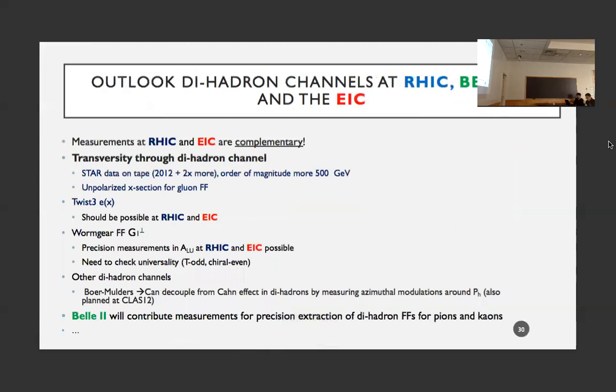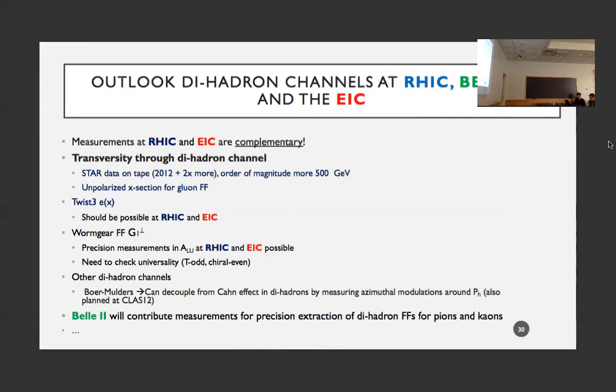This is just before I come to the Lambda in the last 5 minutes. This is just an outlook on the dihadron channels at RHIC, Belle 2, and EIC. The first thing to point out is that RHIC and EIC measurements are going to be very complementary in terms of flavor structure, and so on. There are many exciting possibilities. Of course, transversity is kind of obvious. There's still a ton more data from STAR in particular. We have to extract the unpolarized cross-section for the gluon fragmentation function.